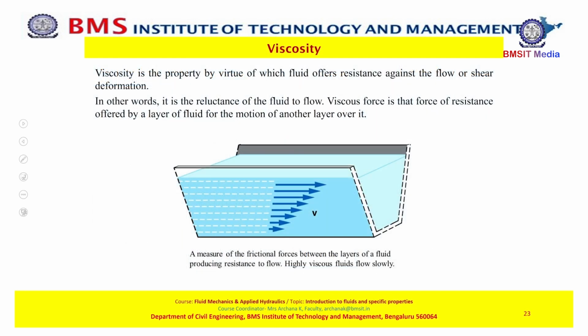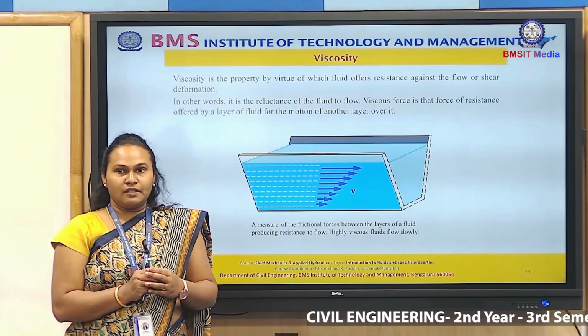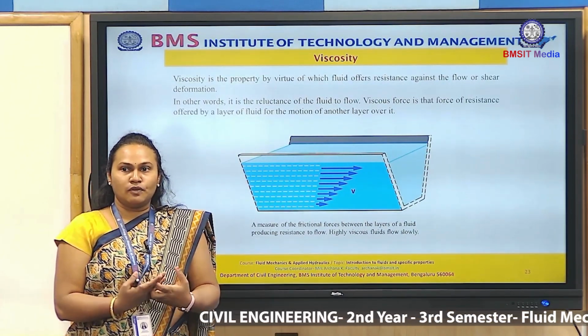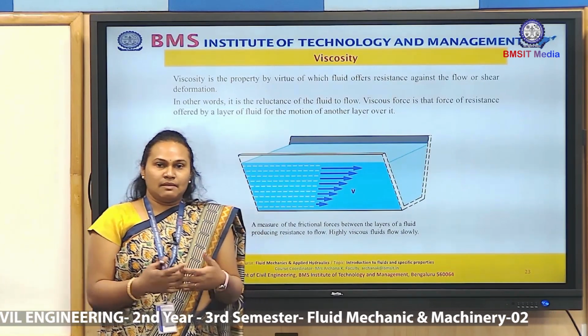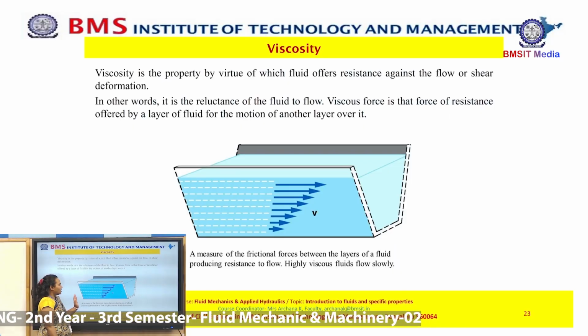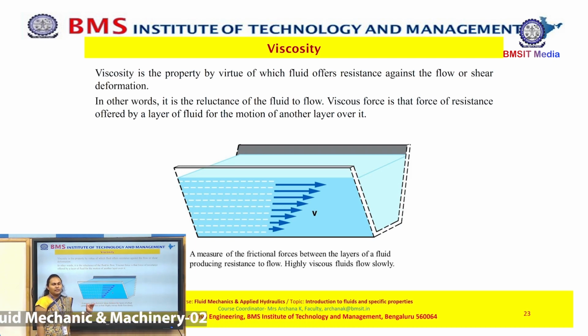Now, the next property is viscosity. Viscosity is a property by virtue of which the fluid offers resistance to the flow, or it is also called shear deformation. Now, let's consider one example where water is flowing between section 1 to section 2 in an open channel or any canal or irrigation channel.